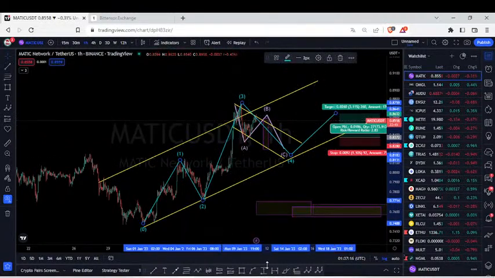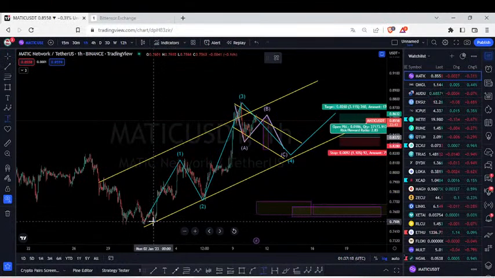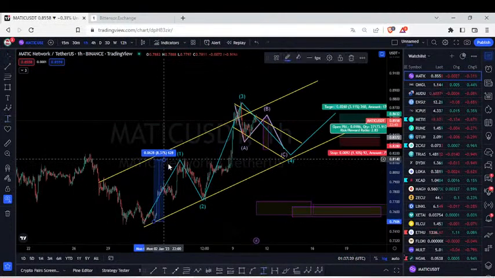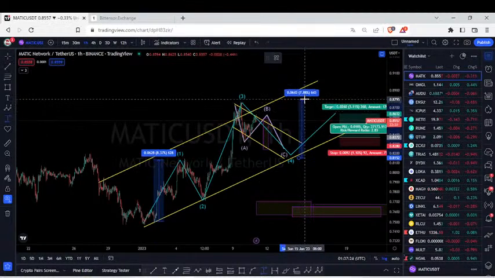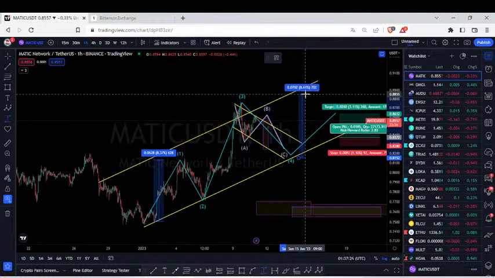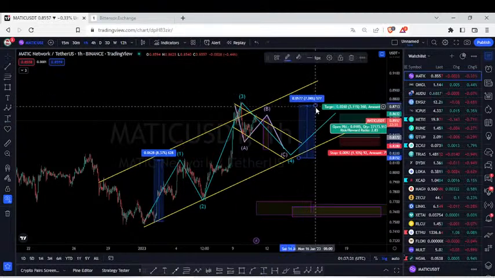Now, I don't know if it's going to break the all-time highs. But if I were to guess, let's see, 8%, 88 cents. But I would definitely start taking profits around 86 to 87 cents. That's Matic.